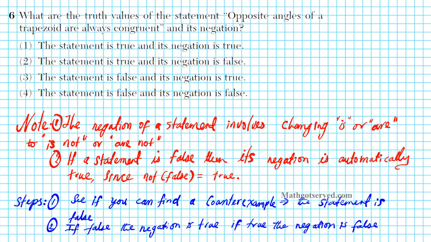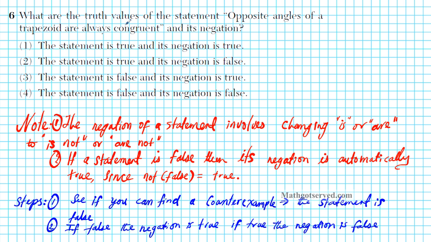One thing you want to note about this problem is that the negation of a statement involves changing is or are, as in the case of this statement, into is not or are not. Secondly, if a statement is false, then its negation, which is the opposite of false, is automatically true. And if a statement is true, then its negation is false.